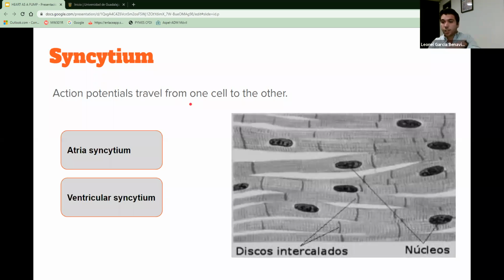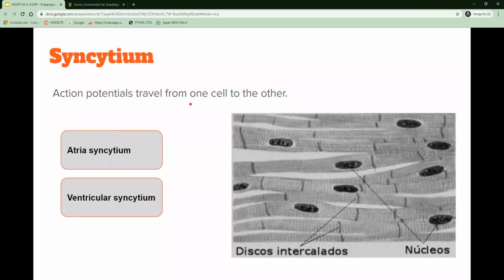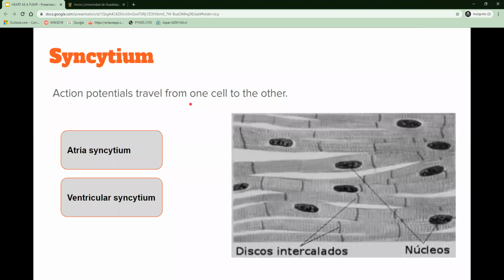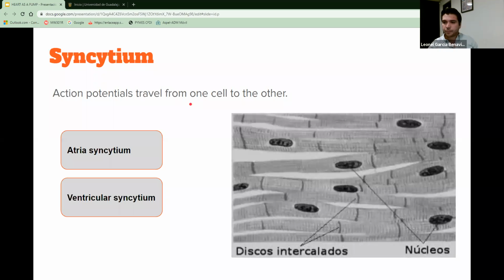Okay, so at the AV junction, there's fibrous tissue that won't allow the action potential from the atrium to pass to the ventricular syncytium as a whole. However, if you remember some of the physiology you've seen in the semester, you will remember there is some part from the AV node that travels through the bundle of His and then goes to the rest of the heart.